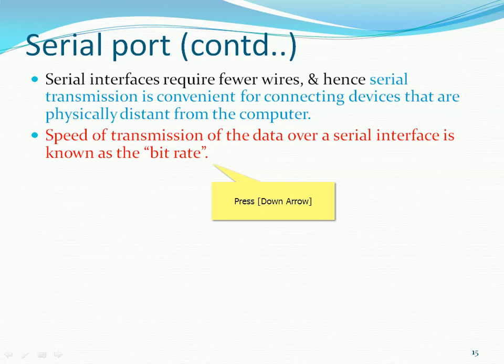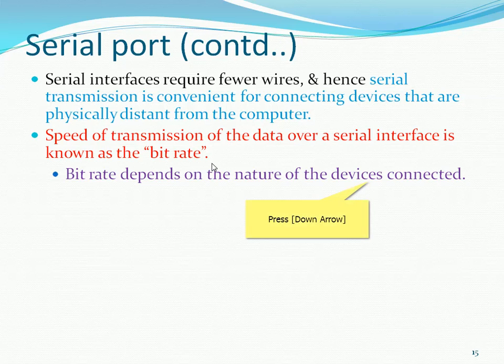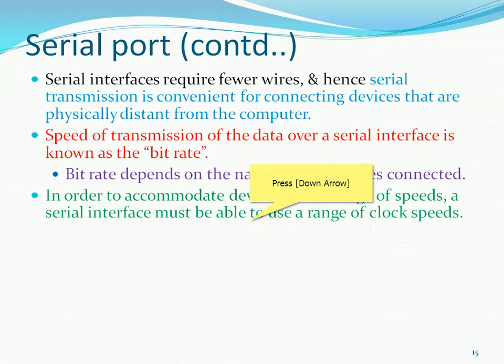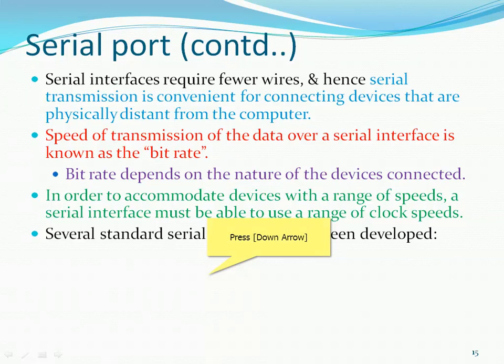The speed of transmission of data over a serial interface is known as the bit rate, right? So the bit rate depends on the nature of the device connected. So the nature of the device is most important. In order to accommodate a device with a range of speeds, a serial interface must be able to use a range of clock speeds, right? So the serial interface must support a range of clock speeds, which is essential.